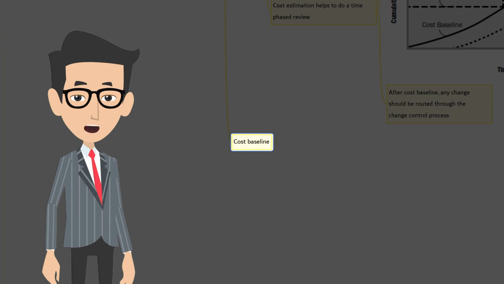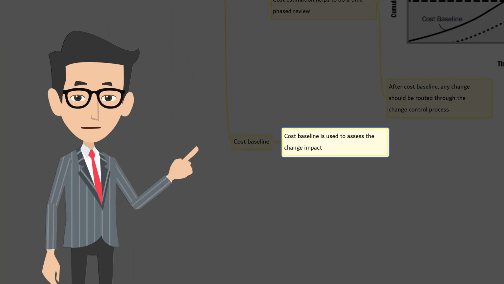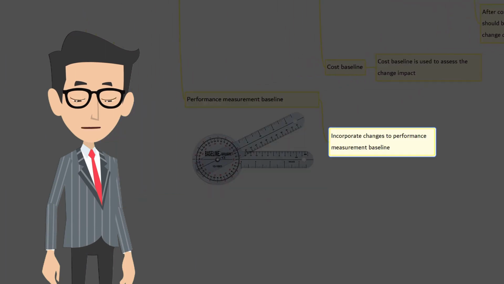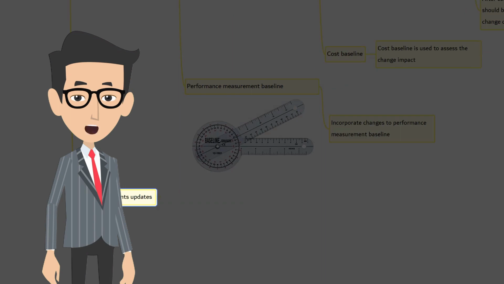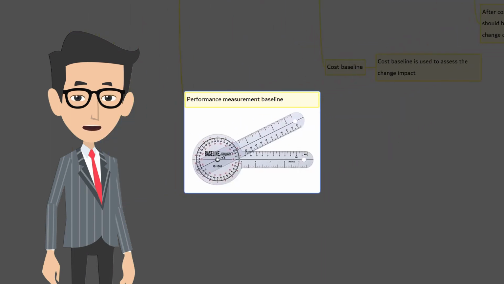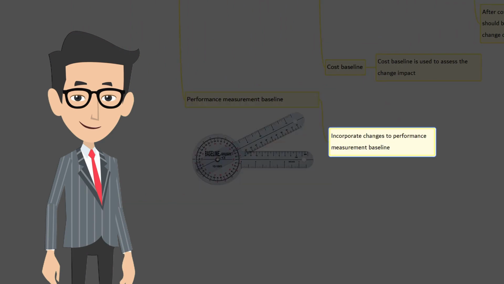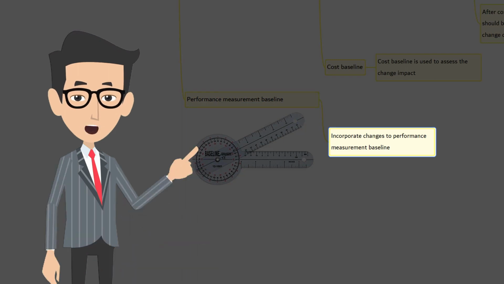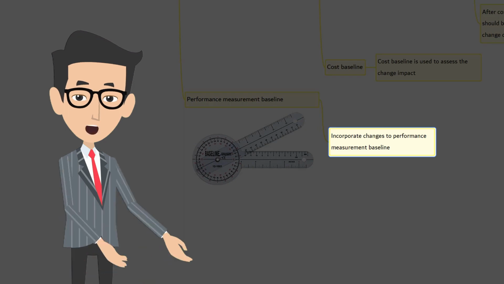Now, cost baseline in current context. Approved changes may have impact on cost, so the cost baseline should be updated. Again, if the cost variances are severe, then the cost baseline is to be revised to make it realistic. The next is performance measurement baseline. Performance measurement baseline is compared to the actual performance. In case of changes, trigger corrective or preventive action. Again, those changes should be routed only through the change control process and do the rebaselining as needed.